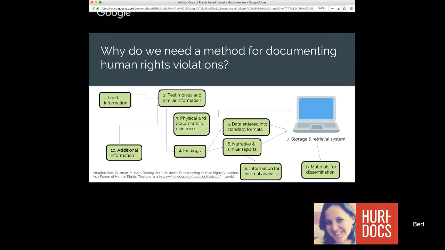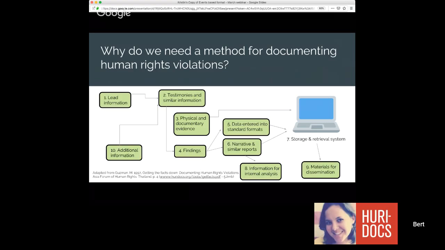you usually start doing so by collecting testimonies and similar information. Sometimes you may also go to the location where the violation took place to collect physical and documentary evidence. That together allows you basically to establish the facts with regard to the case. What happened, where did it happen, when did it happen, who was involved. You would then record that data in a systematic way, using standard formats. We'll talk about that later on.